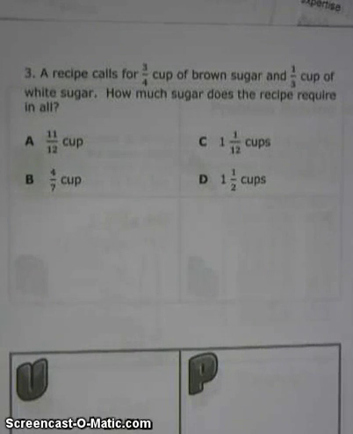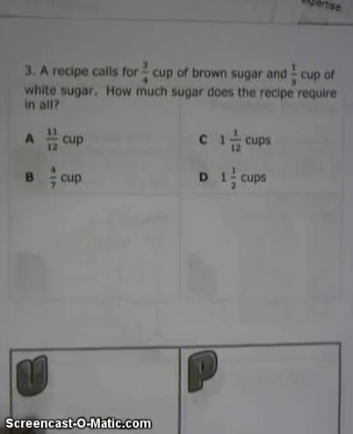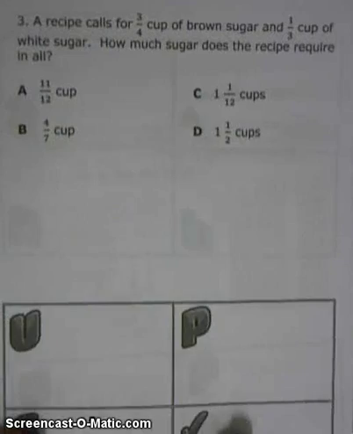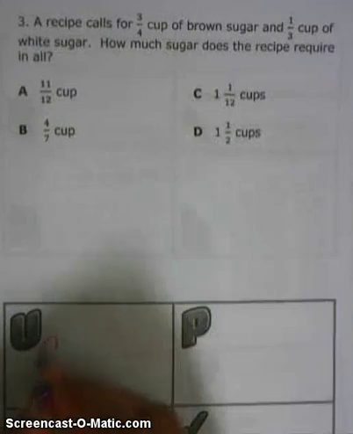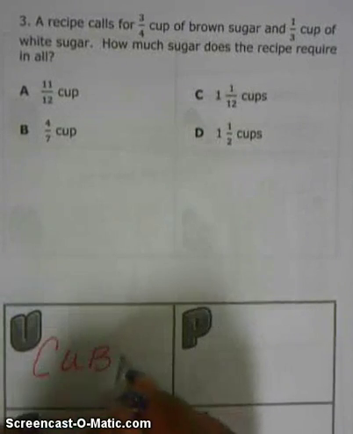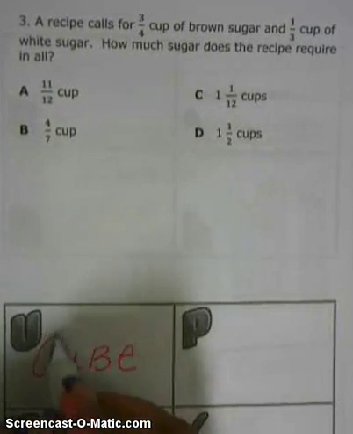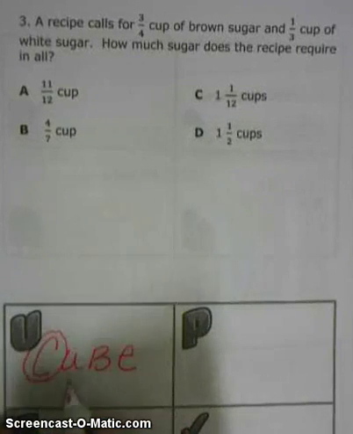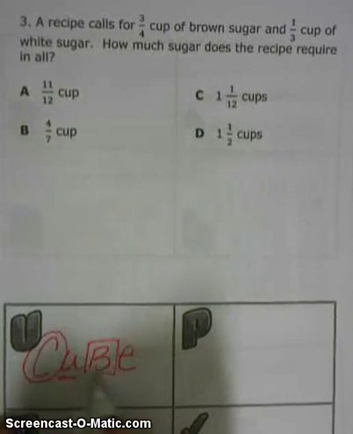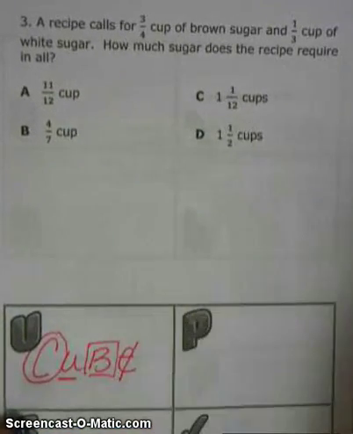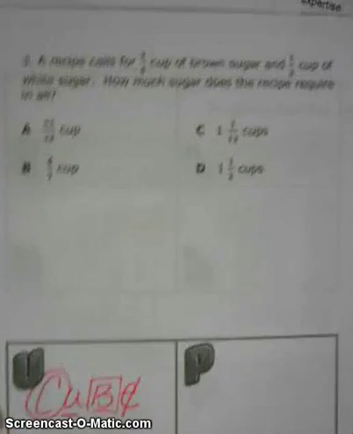Okay, if you have accessed this video, then you have solved number 3 incorrectly, and so we are going to solve it together. We are using our UPS check, and so to understand, we are going to cube our problem. We're going to circle the numbers, underline the question, box important information, and eliminate anything we don't need.